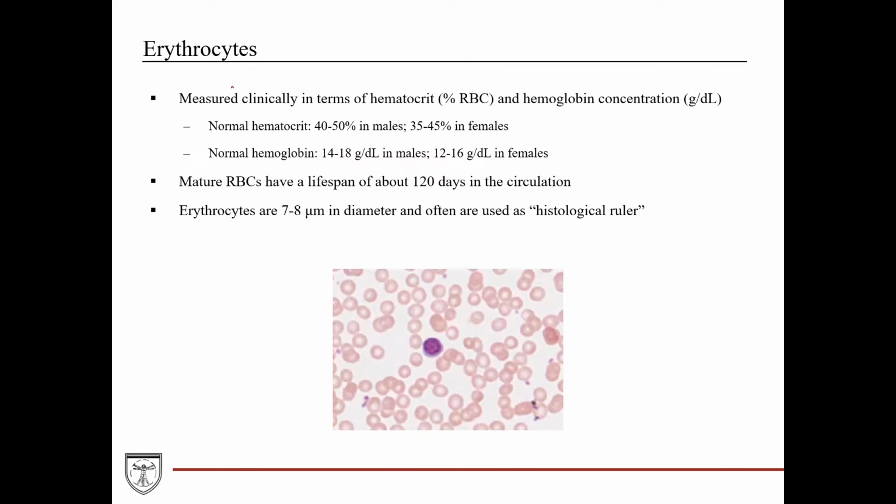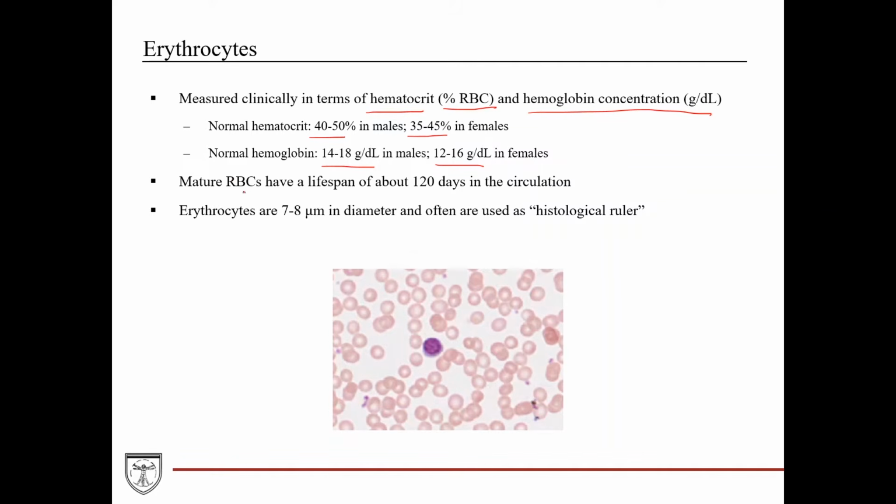And then erythrocytes are measured clinically in terms of hematocrit, which is the percentage of red blood cells in the blood, and then hemoglobin concentration, which is measured in grams per deciliter. Something to keep in mind for both of these, the normal range is going to be a little bit higher in males than in females. So in males, 40 to 50% is your normal hematocrit, and then 30 to 45% in females. Normal hemoglobin concentration is 14 to 18 grams per deciliter in males, and then 12 to 16 grams per deciliter in females.